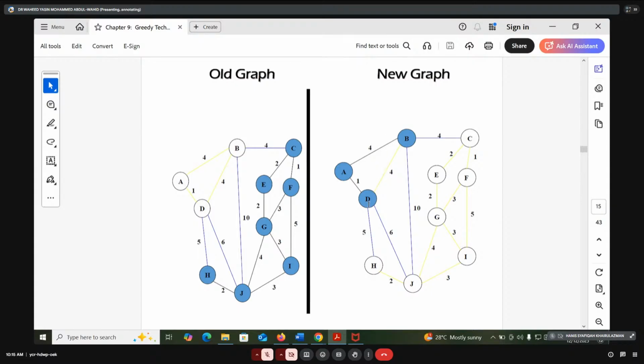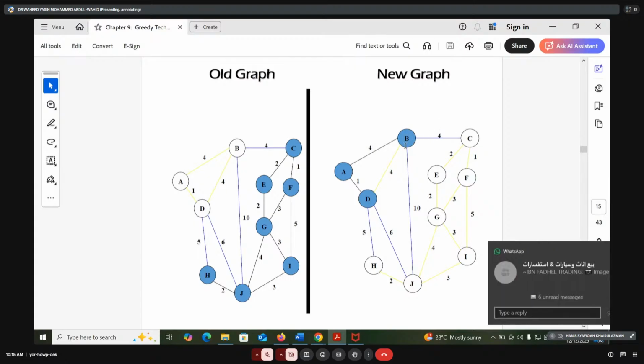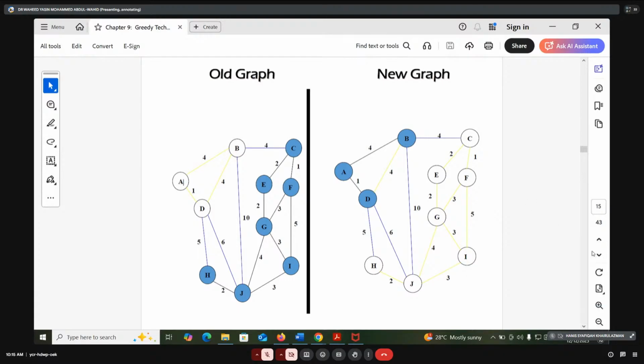Now I try to find another edge, how to select. So AD, AB, now from B, what are the lines coming? 4 and 10. Here, I will ignore this one, BD 4, because it will be a cycle. I don't want it to be a cycle. If I select 4, it will be a cycle here. So I will ignore this 4.